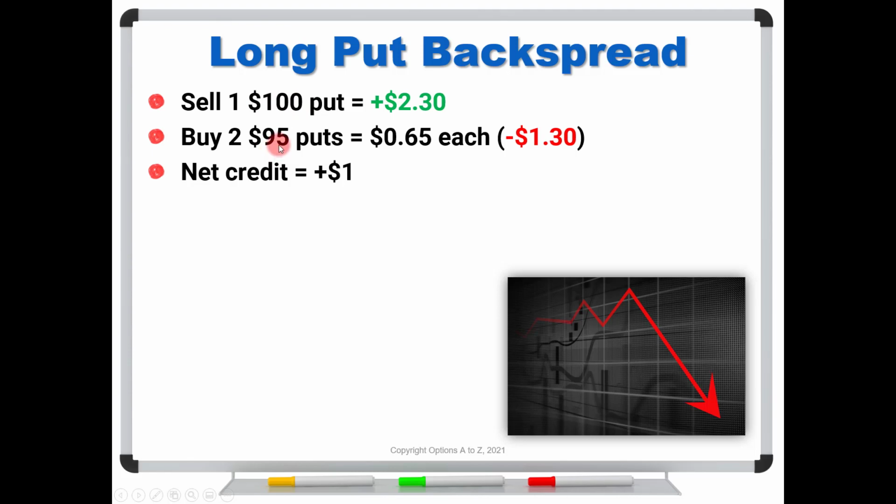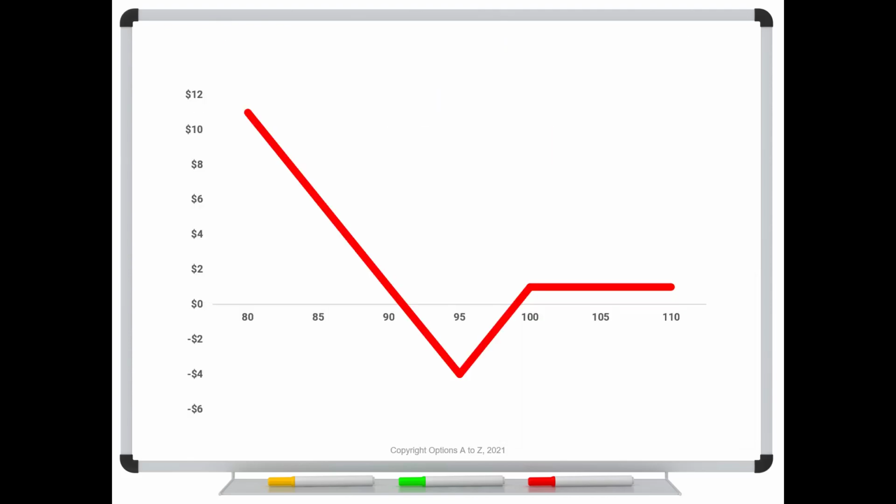So again, it doesn't really matter which strike. This could be the 95s, the 90s, the 85s, but it's going to be in this type of structure: selling a higher strike put and buying two lower strikes. So if you did this trade, sold one of the 100 puts, bought two of the 95s, net credit of $1, this would be your risk graph. It's the same one that we saw for the calls, just moving in the opposite direction.